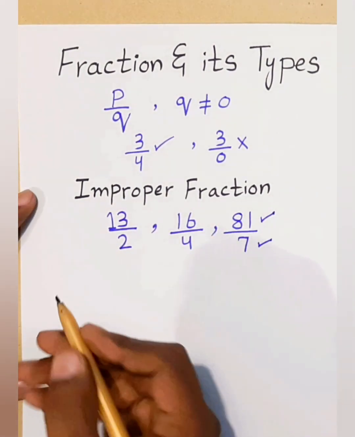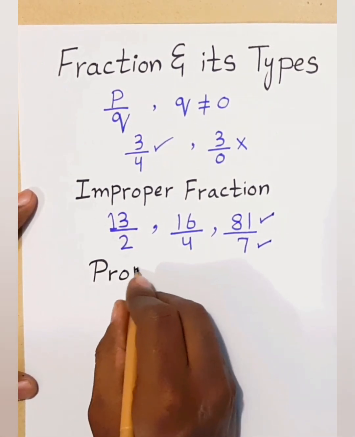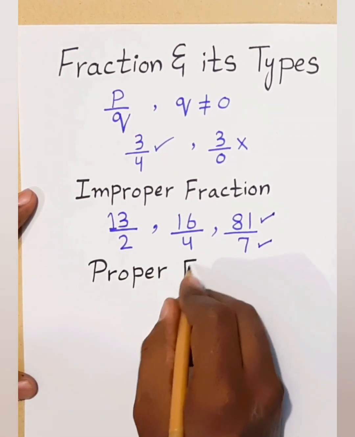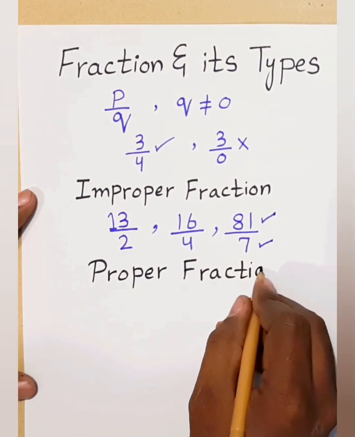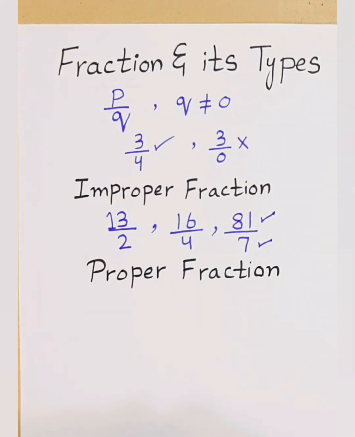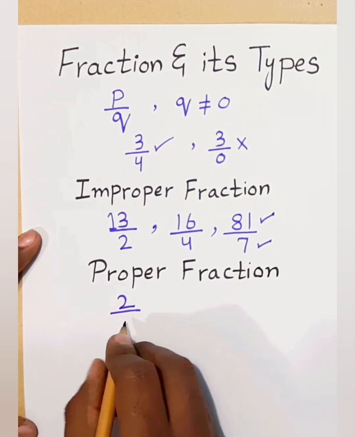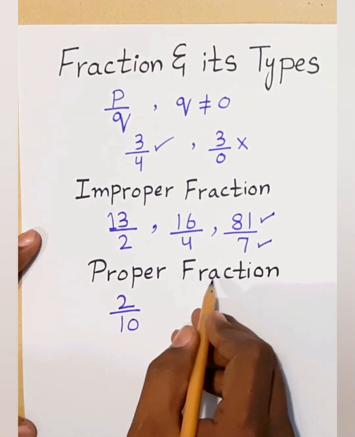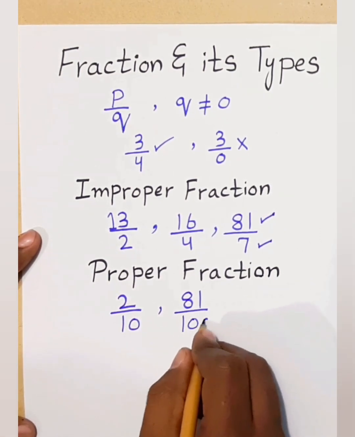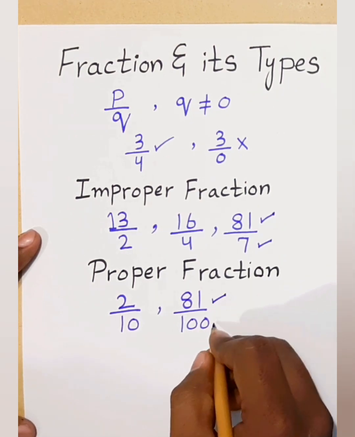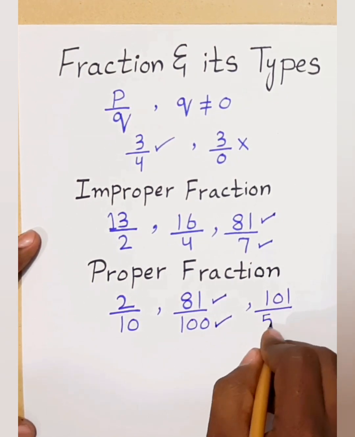Again, we are moving towards a different type, which is the proper fraction. Very easy to understand. The example for a proper fraction is very easy. If we write a numerator that is smaller and a denominator that is bigger, it's called a proper fraction, like this: 81 upon 100. Look at this, the upper part is smaller and the lower part is bigger. Another example, 101 upon 500.